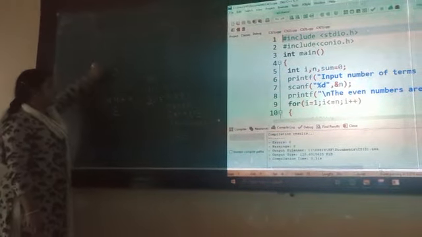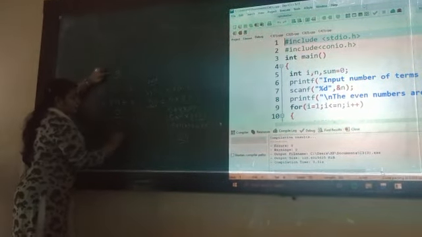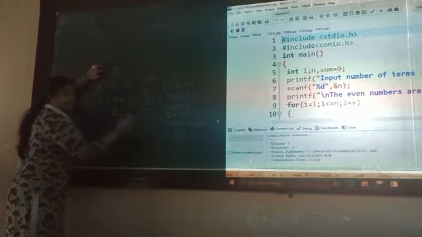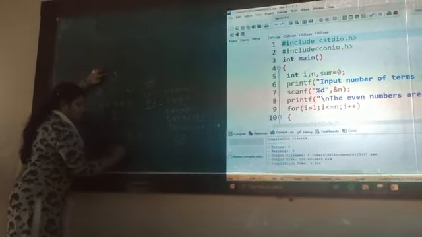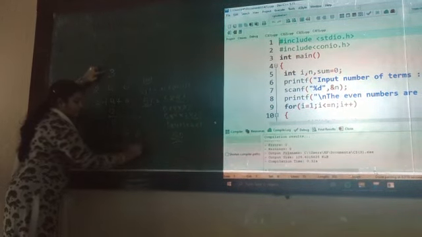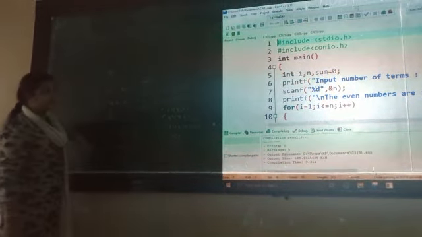If I give an input 3, and if I give an input 4, what do I get? 2, 4, 6 and 8. After this, the sum 2 plus 4 plus 6 plus 8. What do I get? 20. Got it?